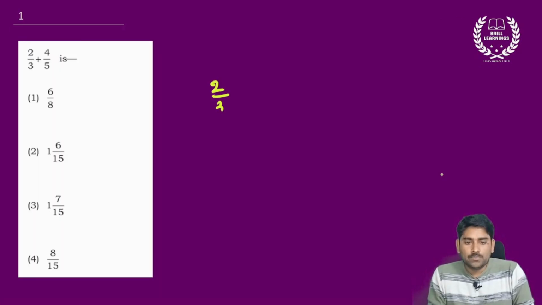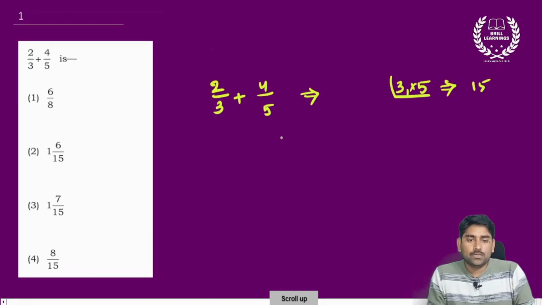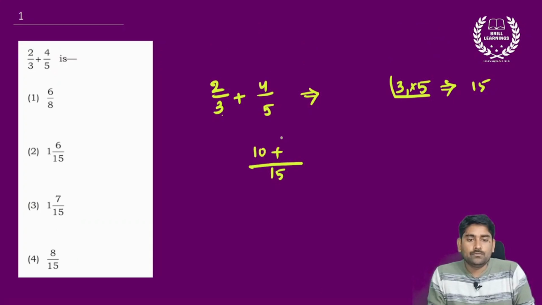Given 2 by 3 plus 4 by 5. First, take the LCM of denominators. So, 3, 5. As we have no common factors between these two numbers, straight away you can multiply in order to get LCM. So, 15 is our LCM here. Right, 15 here, 3 5 times, so 10 here, 5 3 times, so 12 here, so 22 by 15.